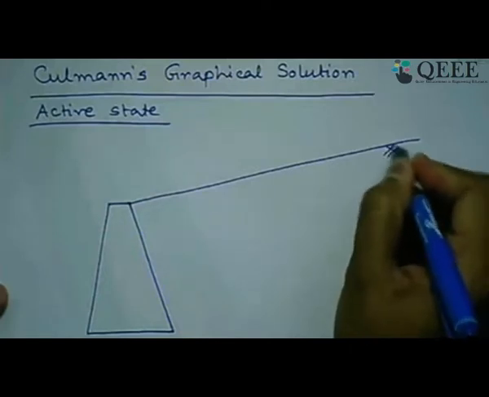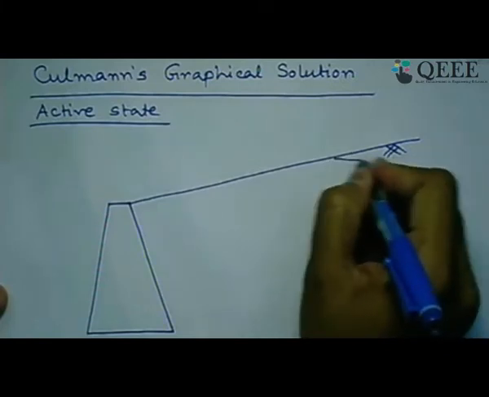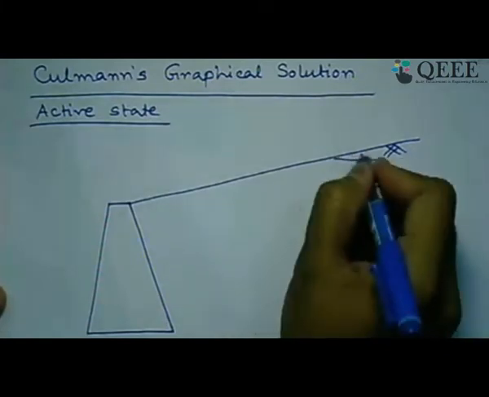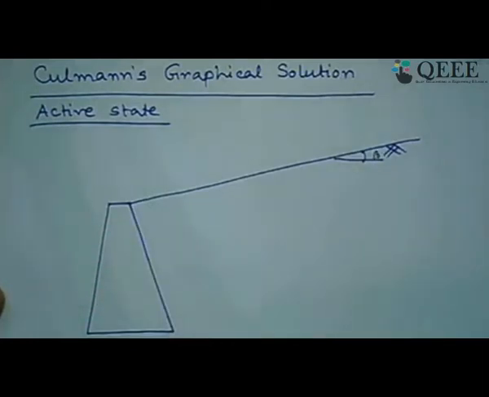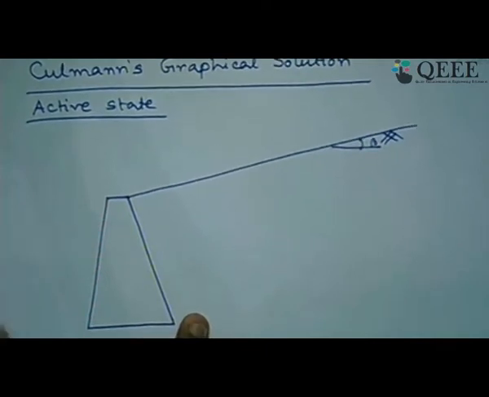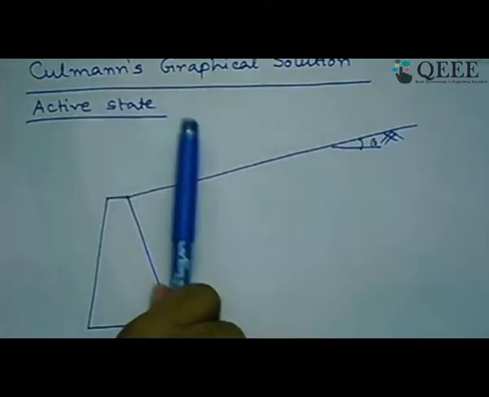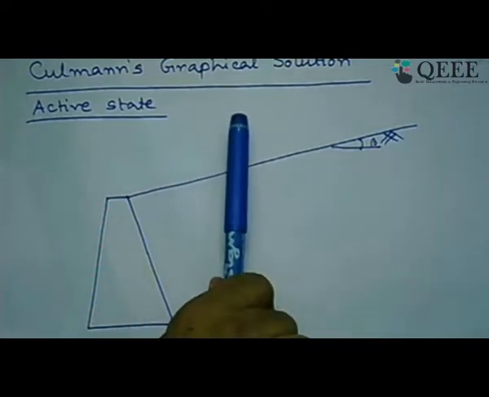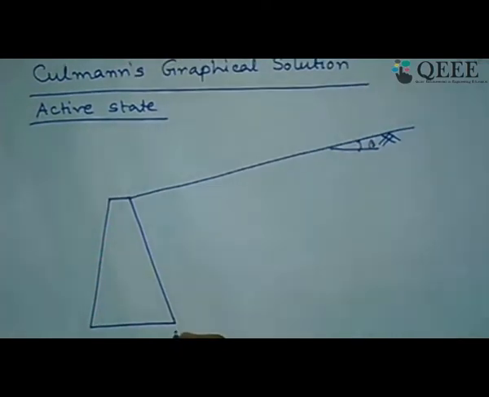We can take a generalized system where this is an inclined backfill at some inclination, let us say beta, and the face of the retaining wall is also an inclined face. So essentially what Coulomb has considered for Coulomb's wedge theory, the same thing we are taking over here. Now Culmann's graphical solution method is nothing but based on Coulomb's theory. That is, whatever force polygon or force triangle we have seen in the Coulomb's solution, the same thing we are going to apply over here.